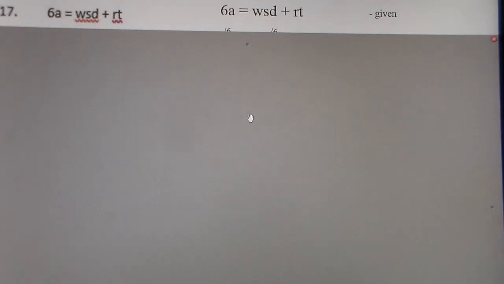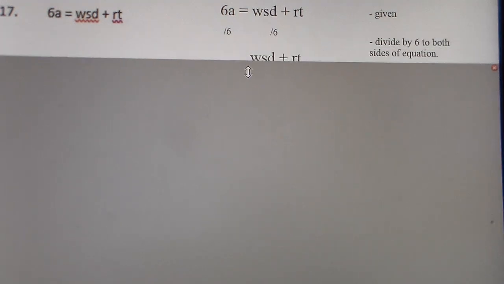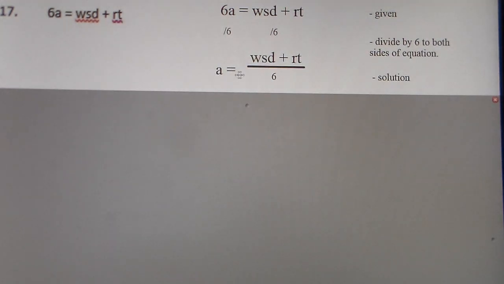Alright, for problem number 17, we have 6a equals WSD plus RT. What we first need to do is divide both sides of the equation by 6. And when we do that, we get A equals (WSD plus RT) divided by 6, as you see up here. That is our solution. Our goal is just to get A all by itself in this problem.